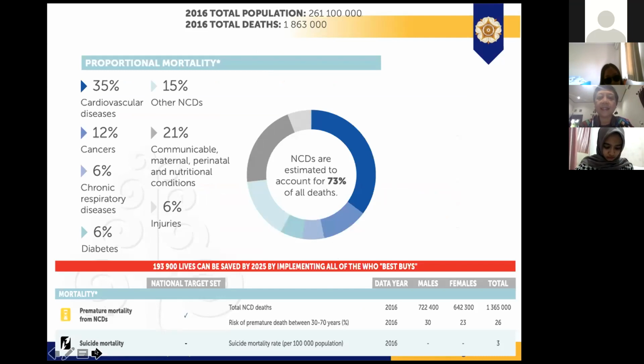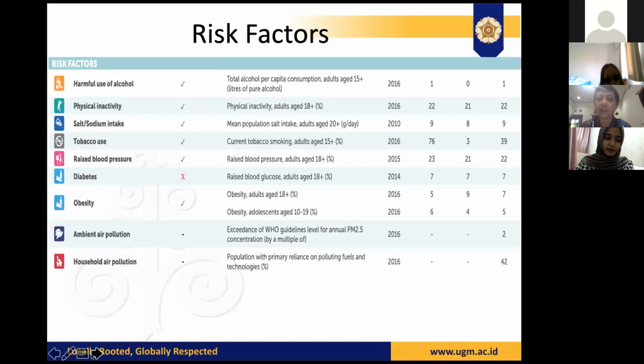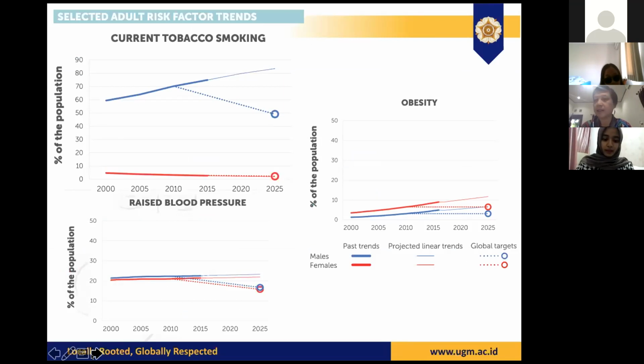And NCDs are estimated to account for almost three-quarters, 73%, of deaths. The most are cardiovascular diseases, then cancer, chronic respiratory diseases, diabetes, and other NCDs. Although communicable diseases are also still there. Injuries also contribute to deaths. And this is the risk factor, but I will show it because this is 2016 data, the report is 2019. And then I found the other report from World Metric.